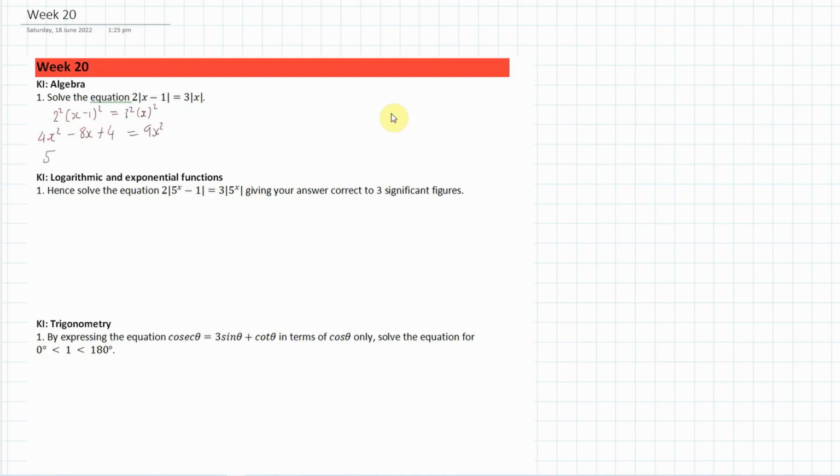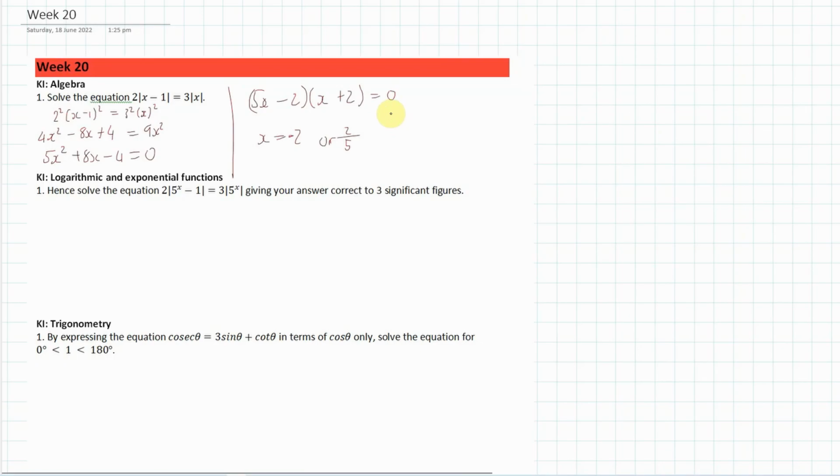Then I'll bring everything across to the right hand side. So I get 5x squared plus 8x minus 4 equals 0. I'm going to factorize that, so I think it's (5x minus 2)(x plus 2), 10 minus 2, yep, equals 0. So we get x is equal to minus 2, or in the first case, 2/5. Okay, so those are our values.